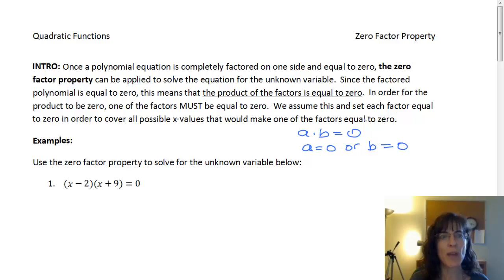So we assume that, and then we'll just set each of the factors equal to 0 to see what is the value that would cause this factor to be 0. And then that gives us our solutions.